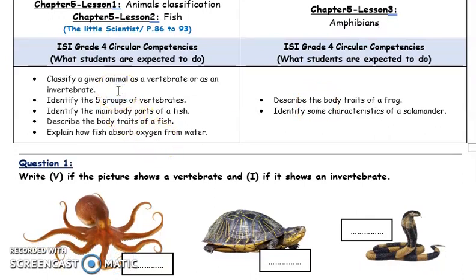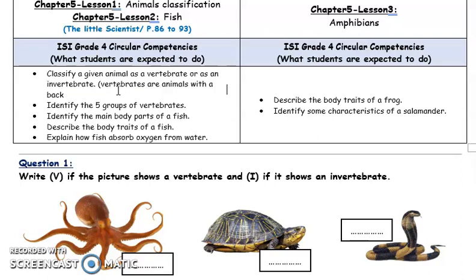How do we classify a given animal as a vertebrate or as an invertebrate? As you know now, vertebrates are animals with a backbone. The backbone is also called a vertebral column or a spine, while invertebrates are animals without a backbone.